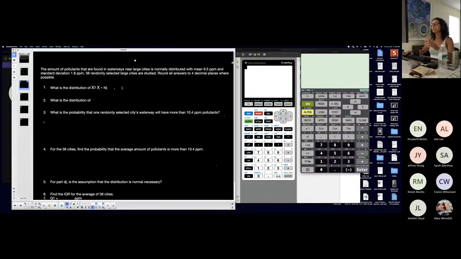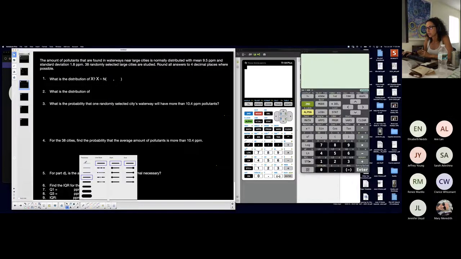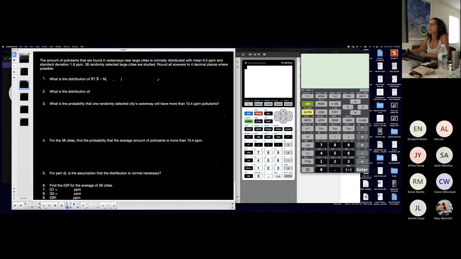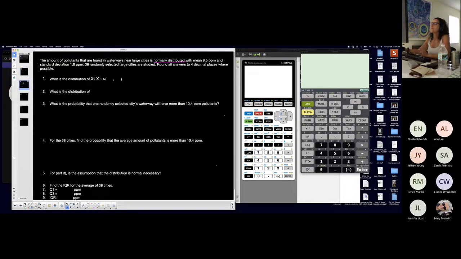So let's start by reading the problem, and if we need to read it multiple times, we will. The amount of pollutants found in waterways near large cities is normally distributed with a mean of 9.5 ppm and a standard deviation of 1.8 ppm. The population is normally distributed, which is a good thing, so this is already solid. The mean of the population is 9.5 ppm, and the standard deviation of the population is 1.8.